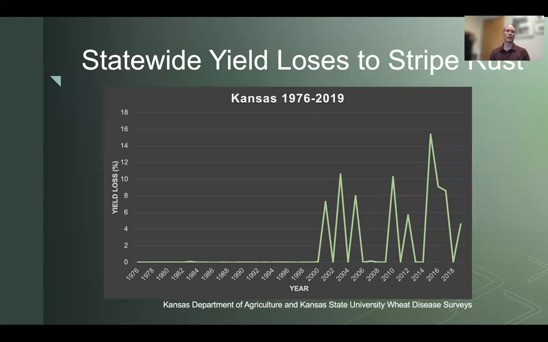So if we focus on striped rust here and look at our historic estimates of disease losses here in Kansas from 1976 to 2019, we can see that striped rust was relatively a non-issue until around 2000, 2001, when some new races of striped rust that were virulent on some of our widely used sources of genetic resistance and were better adapted for life here in the warmer wheat production regions of the central United States were introduced into our region. Since this time, we've had these episodes of severe disease or striped rust epidemics relatively frequently in Kansas, and the disease has quickly become the #1 wheat disease within our state and within our region.